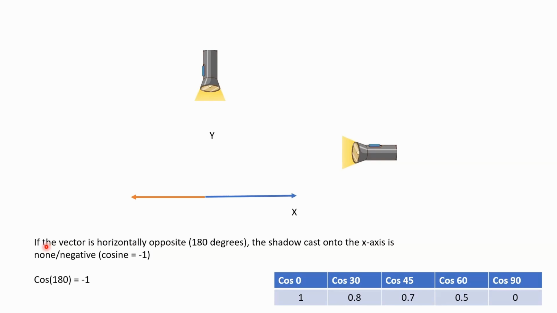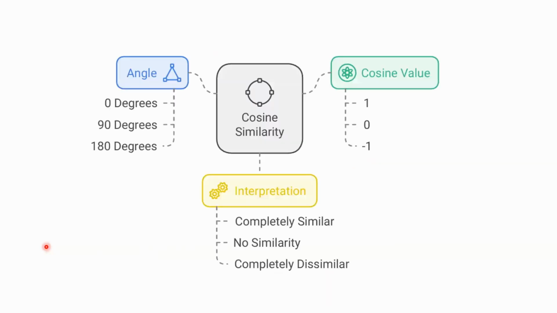So by this illustration, we can clearly understand that if the angle between two vectors is 0 degrees, it means they are completely similar and the cosine value will be 1. If the angle between two vectors is 90 degrees, the cosine value will be 0, no similarity. Whereas if the angle between two vectors is 180 degrees, the cosine value will be -1, completely dissimilar. If the angle is between 0 and 90 degrees, you will have a value between 0 and 1, which means the vectors are closer to similar but not actually similar.